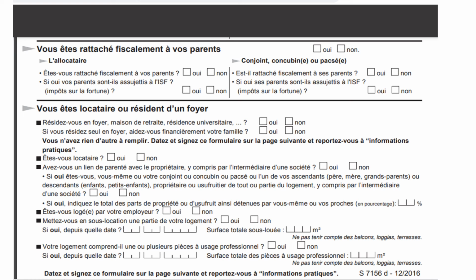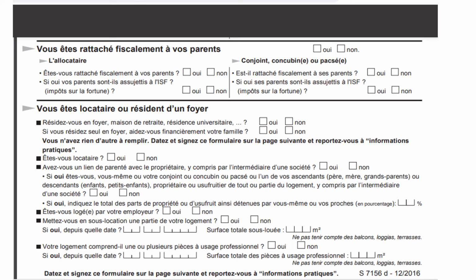A maison de retraite, less likely, because retraite is retired. It's where, you know, it's an old people's home. I don't think you would be there. Résidence universitaire, it's possible if you are on a campus at a university. Then, êtes-vous locataire? Are you a tenant? Of course, you're going to say yes, because that's the reason why you're applying for the rebate.